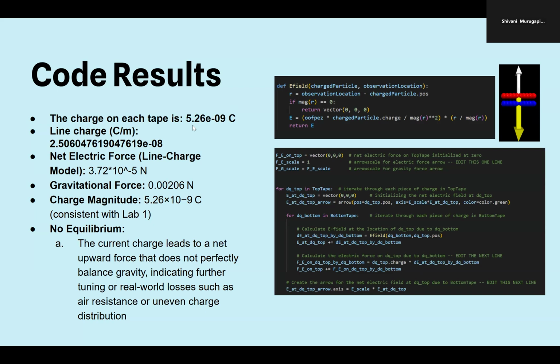to the power negative 9. Here's the line charge value, the net electric force, gravitational force, charge magnitude that's consistent. And so we also want to highlight that the current charge leads to a net upward force. And right here is the code that demonstrates all this information, indicating that there are further real world factors at play.